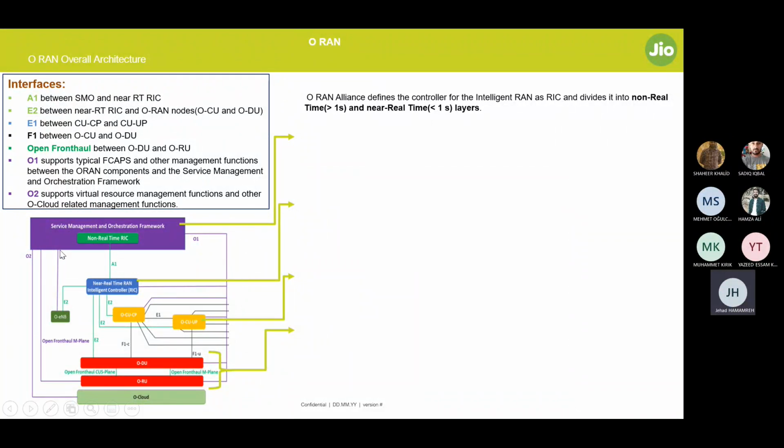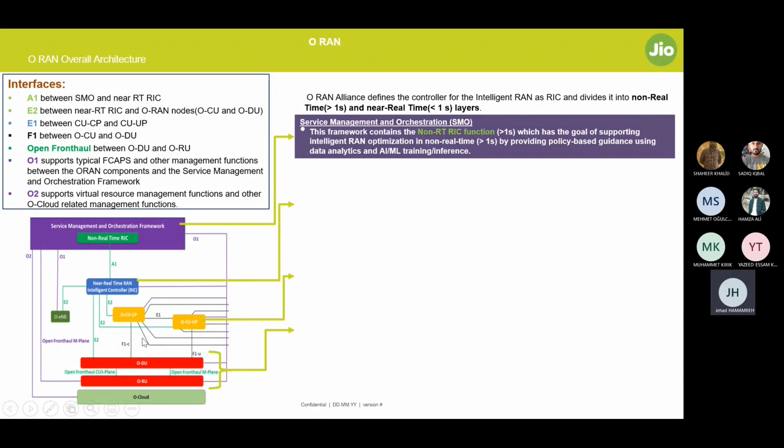And you have interfaces O1, O2. O1 supports typical FCAPS and other management functions between the ORAN components and the service management and orchestration framework. As you can see, O1 is connecting the open eNodeB with the orchestration framework along with service management. O2 supports virtual resources. O2 is connected with the cloud. So if you have a solution that's running on the cloud, you can connect it via interface O2.